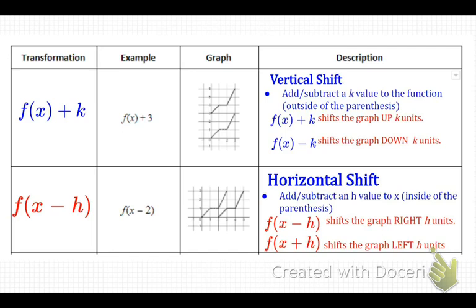And the way I remember this is because, to me, k is like this. It's up and down. That's how I remember it, k. And h is horizontal. Okay, so that's how I remember those transformations.